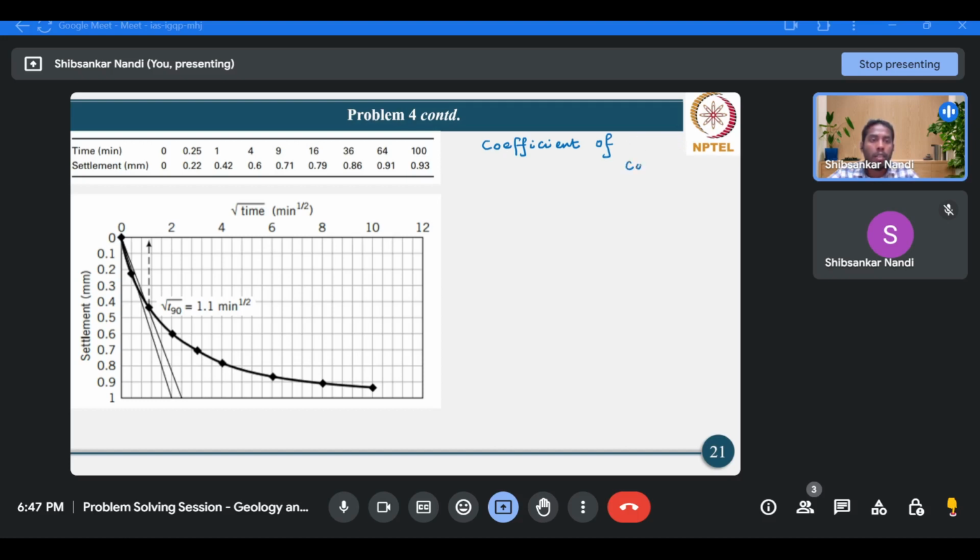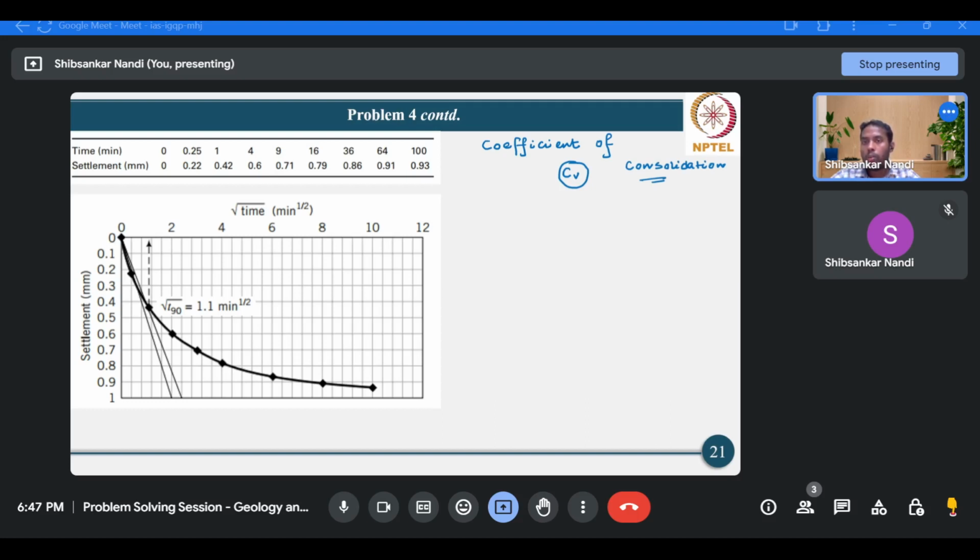Okay, why is it so? Why is the name like this? That is very obvious from the method. So this is basically Cv. Now we are trying to compute the Cv value for the given soil using the time-settlement data for a load increment from 60 kPa to 120 kPa.